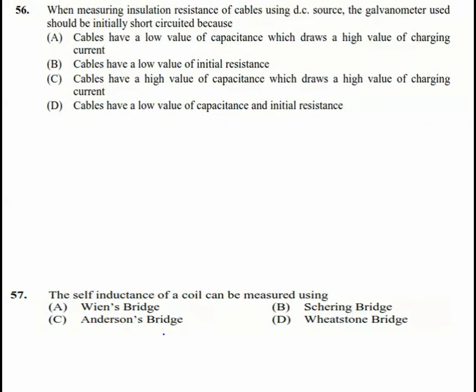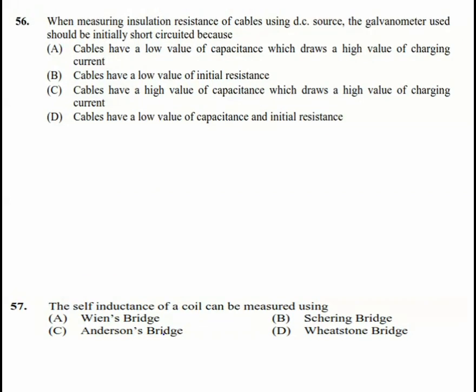And the next question, that is the 56th question. When measuring insulation resistance of cables using DC sources, the galvanometer should be initially short circuited because the cables will have a high amount of capacitance. So I is equal to C into dV by dt. As there is a high amount of capacitance, when sudden changes happen, we will have a huge amount of current. So cables have a high value of capacitance which draws a high value of charging current through it. That is the reason why we initially short circuit the galvanometer, right?